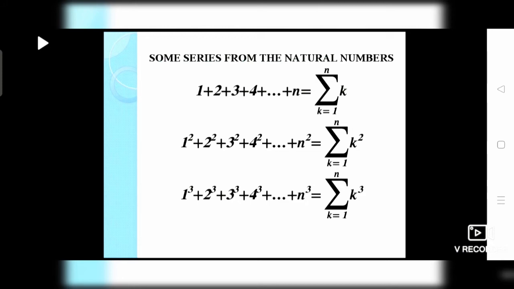Take the natural numbers and the summation sign: 1 plus 2 plus 3 plus 4 up to n terms is sigma k goes from 1 to n of k. If we take the square of the natural numbers, the summation is k from 1 to n of k square. If we take the cube of the natural numbers, we write it as summation k goes from 1 to n of k cube.